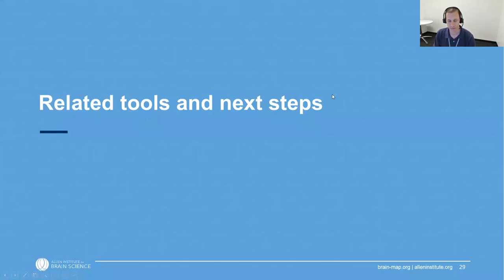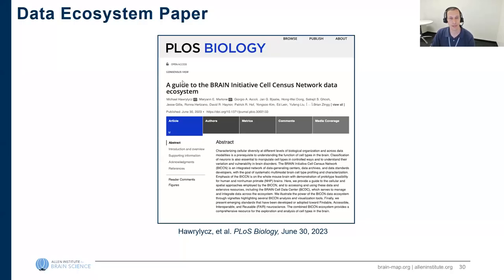Okay, so the last thing that we wanted to talk about is what are some related tools from BICCN and BICAN and the Allen Institute to this Cell Type Knowledge Explorer, if you're interested in exploring cell types in other ways. I'm not going to go into any detail on any of these tools. This is more just to tell you that they exist, and if you're interested, you can follow up in other webinars and tutorials or explore on your own. Mike mentioned this earlier, but if you're interested in the other things around in BICCN, this is a good paper to review, the BICCN data ecosystem. I'm going to focus more on Allen Institute tools for the next few slides.